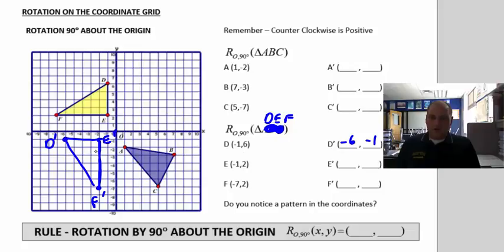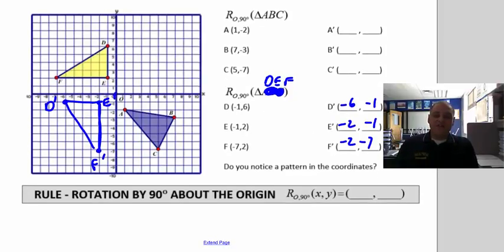-6, -1. E prime is -2, -1. And F prime is -2, -7. Notice how the numbers are the same as these, except 1, 6 became 6, 1, 1, 2 became 2, 1, and 7, 2 became 2, 7. The only other difference is the signs change. -1 stayed the same, -1 stayed the same, -7 stayed the same.